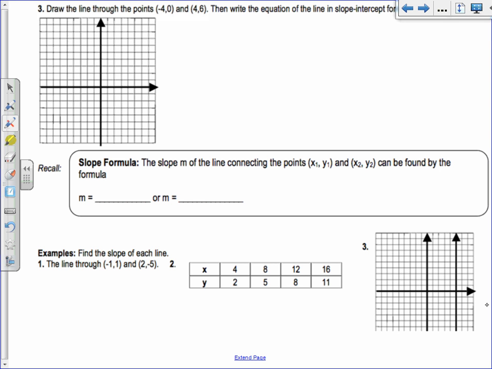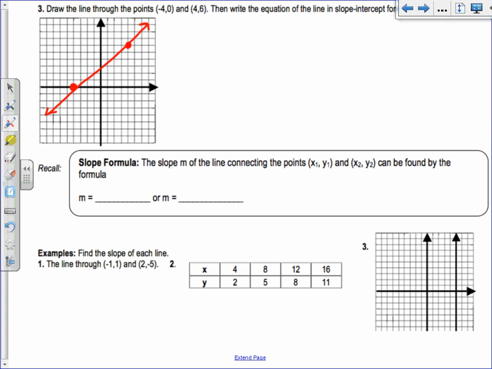It says draw the line through the points negative 4, 0, and 4, 6. The drawing part's pretty easy. I think you guys can get that. So negative 4, 0, so 1, 2, 3, 4. That one's an x-intercept, not a y-intercept because it's not 0, comma, a number. And then 4, 6. So 1, 2, 3, 4, and 1, 2, 3, 4, 5, 6. Let's draw the line right there.